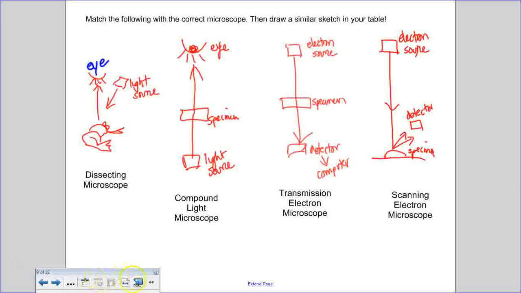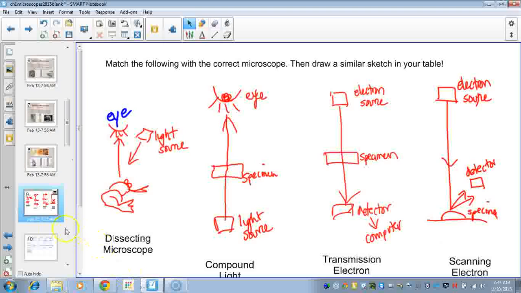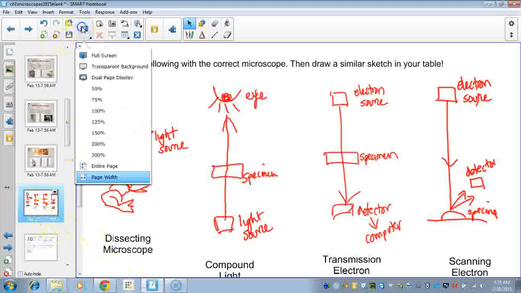Okay, so very basics of the different types of microscopes, how they work, how they kind of compare, when you would use what type in general.